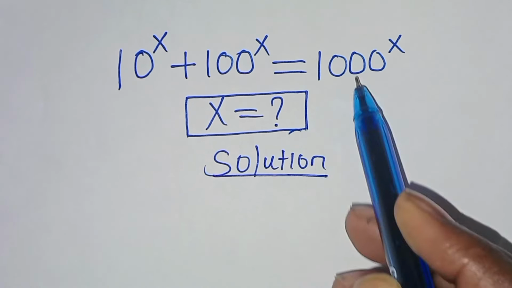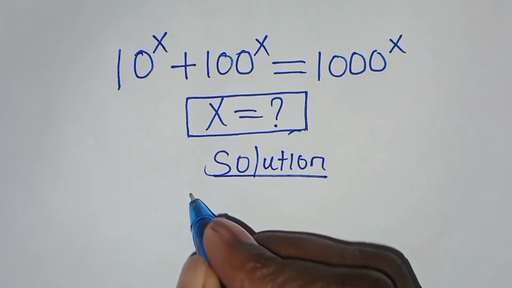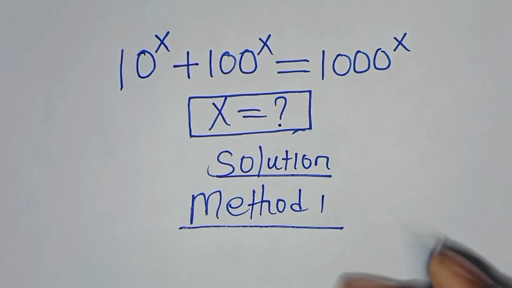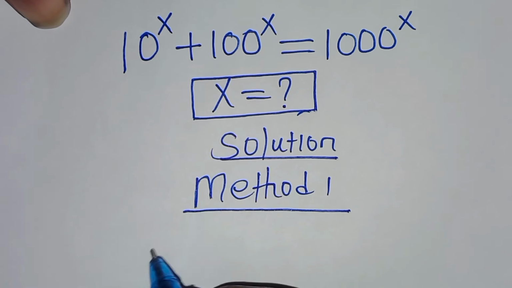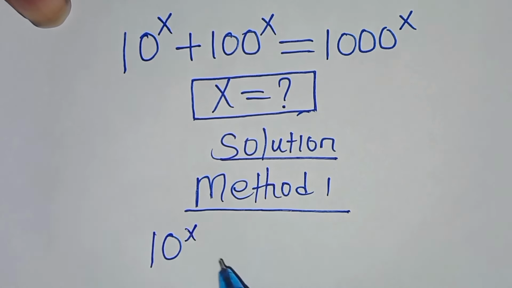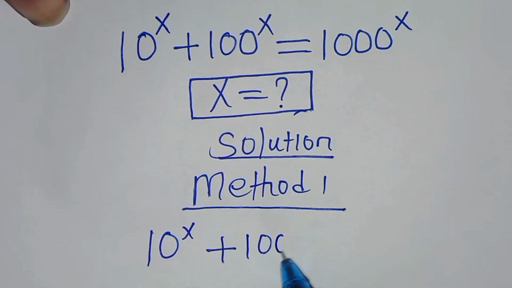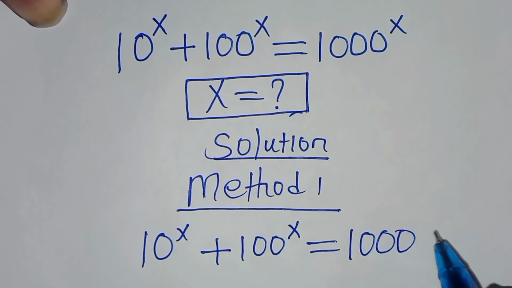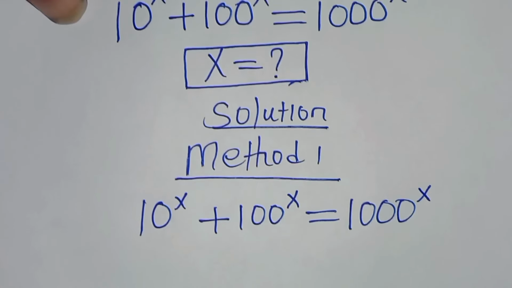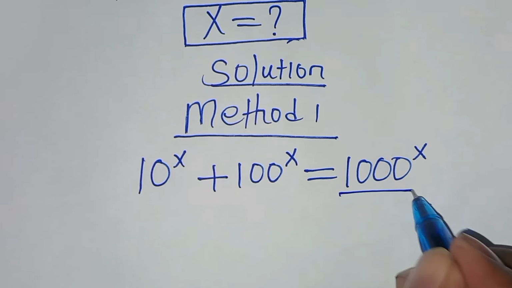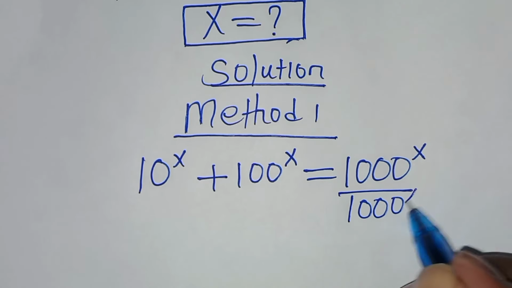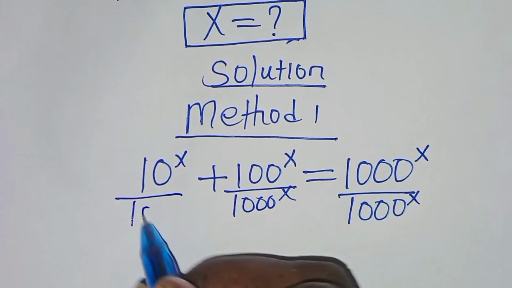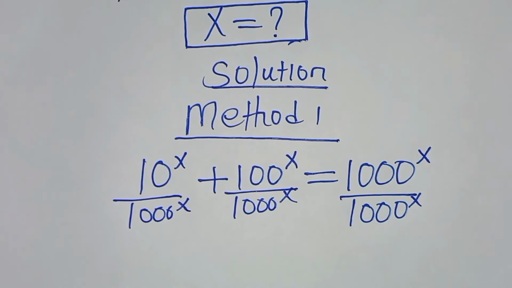Now, we're going to apply two methods to solve this problem. Let's start with method 1. So we have 10 raised to the power x plus 100 raised to the power x equal to 1000 raised to the power x. So let's divide both sides here by 1000 raised to the power x.